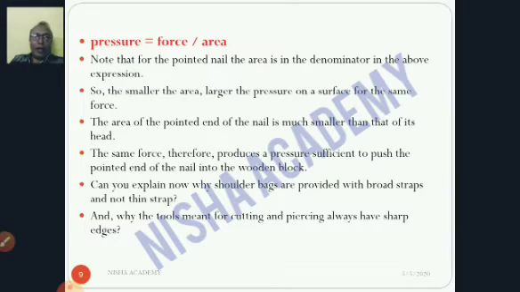Similarly, why do the tools meant for cutting and piercing always have sharp edges? So now you can easily answer that for a smaller force we can have a large pressure if the area is small.